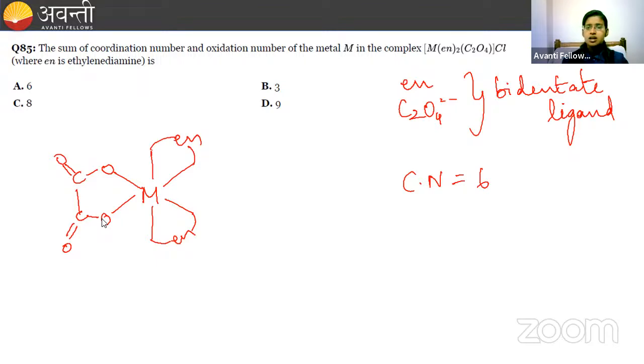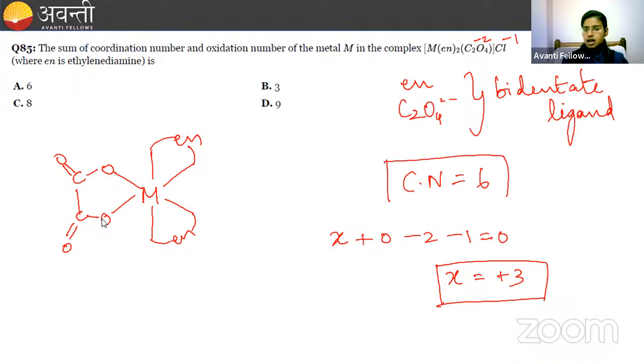Now if I calculate the oxidation state, the metal is taken as X. Ethylenediamine is a neutral ligand, so it will be 0. For each oxalate, the charge is -2, and for each chlorine, it is -1, so the sum equals 0. So X is equal to 2 plus 1, which is 3. So the oxidation state is +3 and the coordination number is 6. So 6 plus 3 is equal to 9. The sum of the oxidation number and the coordination number is 9, in which option D is the correct answer.